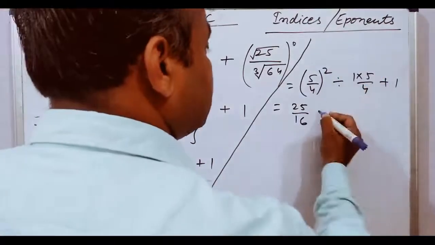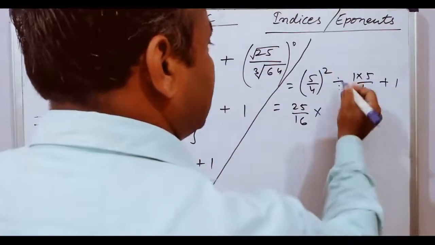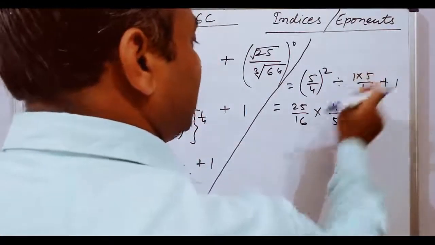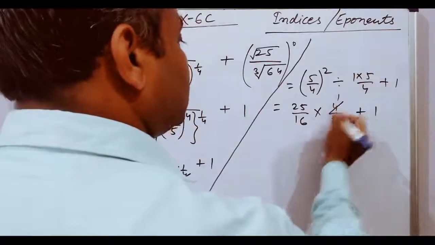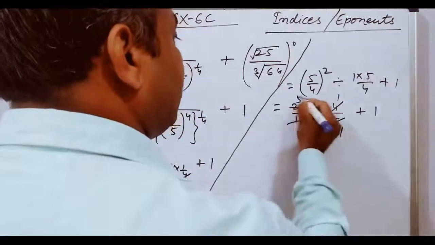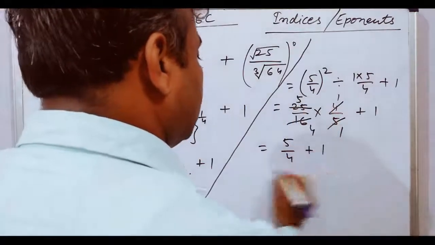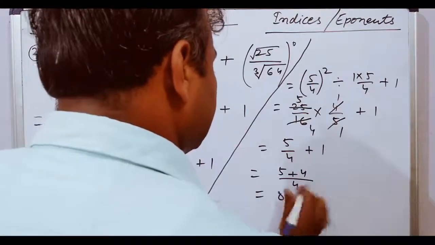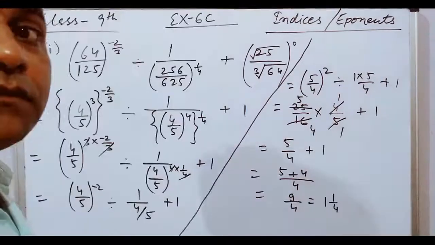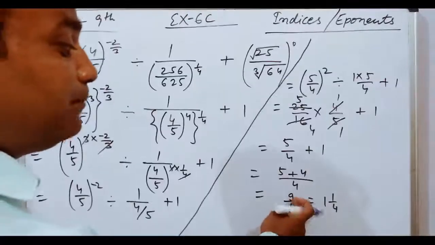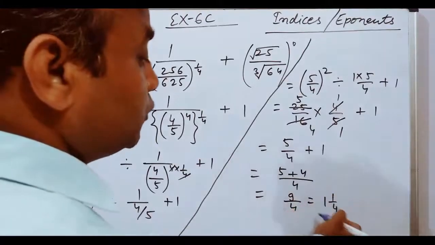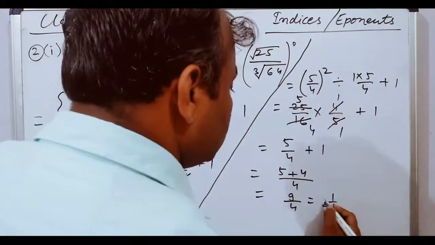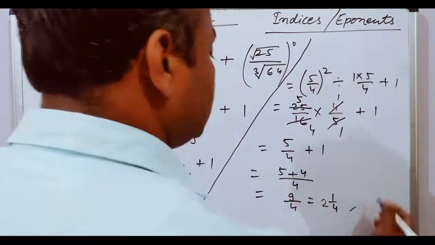So it will be inverted. We do the inverse when we convert the sign of division into the sign of multiplication. Then it is 4 upon 5, 5 on the downside, plus 1. 4 and 4 cancel, 5 and 5 cancel. So 5 upon 4 plus 1. Now 5 plus 4 is 9 upon 4. 9 upon 4. When we convert it into a mixed fraction, 4 twos are 8, 8 plus 1 is 9 upon 4. It is 2 whole, 1 upon 4.